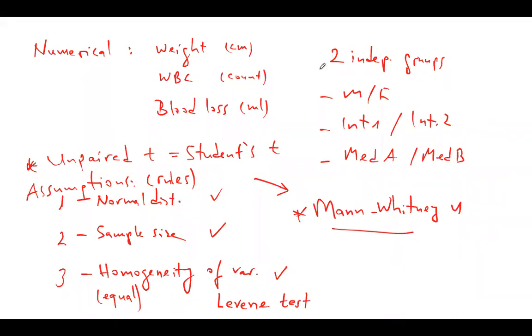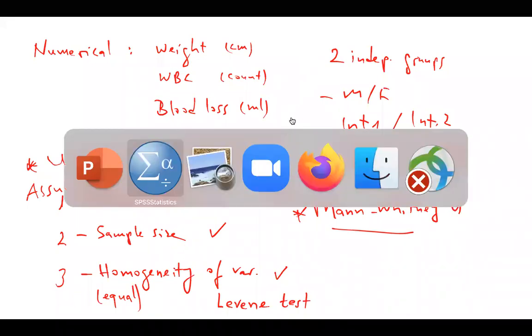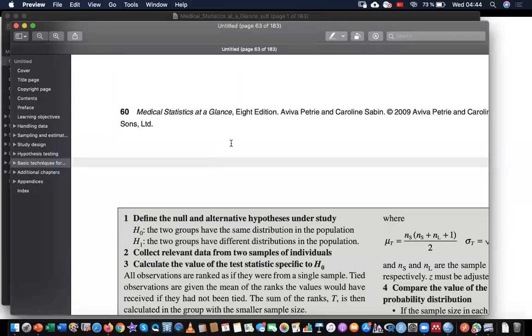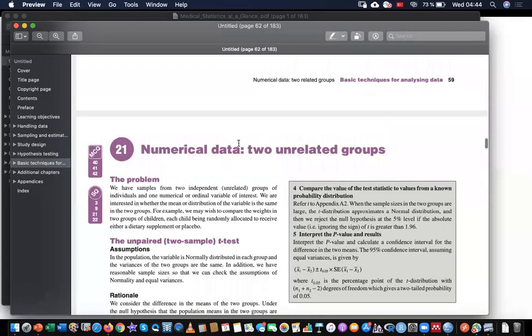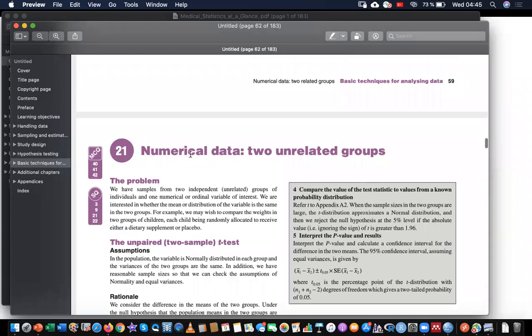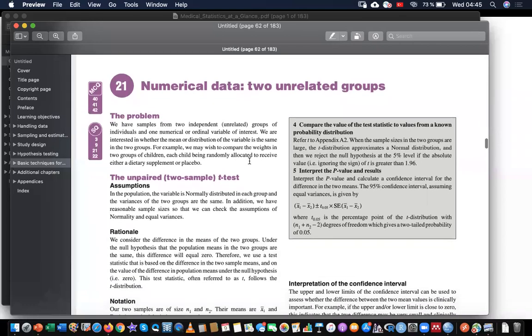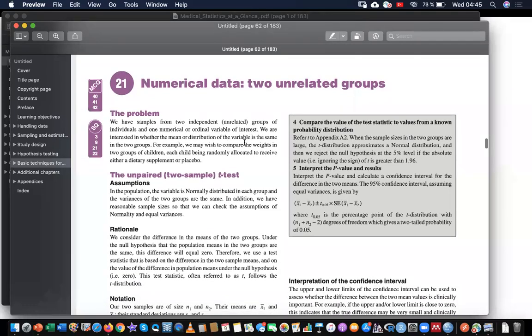This time we did a short summary, and we have the book. The students can go and read further from the book if they want. I summarized today the numerical data for related and unrelated groups.